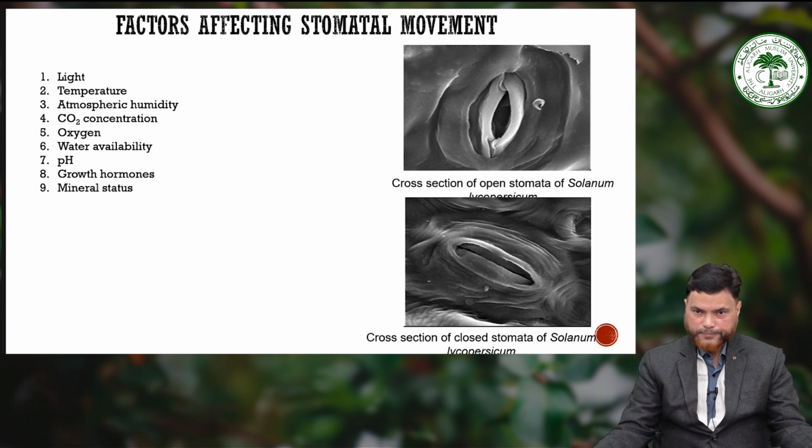First is light. In most plants, as I mentioned, stomata are open in the light and closed in the darkness. Stomatal movements are influenced by both intensity and quality of light. The light intensity required for stomatal opening is quite low, and in some plants, stomata open even in moonlight. As far as different lights are concerned, both red and blue light are very effective in stomatal opening, although blue light is slightly more effective.